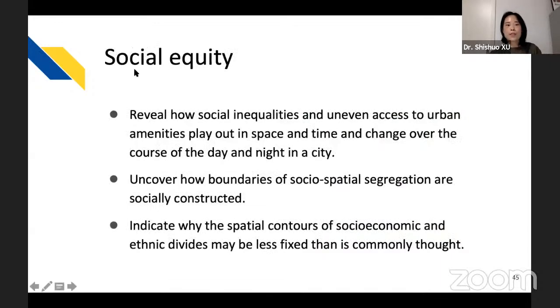The third research domain is about social equity. In this research domain, they mainly focus on revealing how social access to urban amenities plays out in space and time and changes over time, and to uncover how boundaries of social spatial segregation are socially constructed, and to indicate why the spatial contours of social, economic, and ethnic divides may be less fixed than is commonly thought.